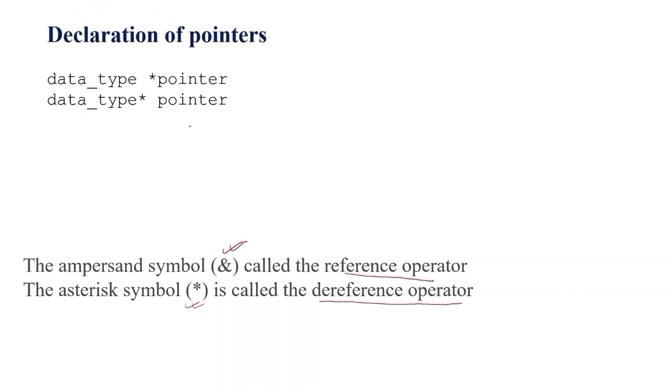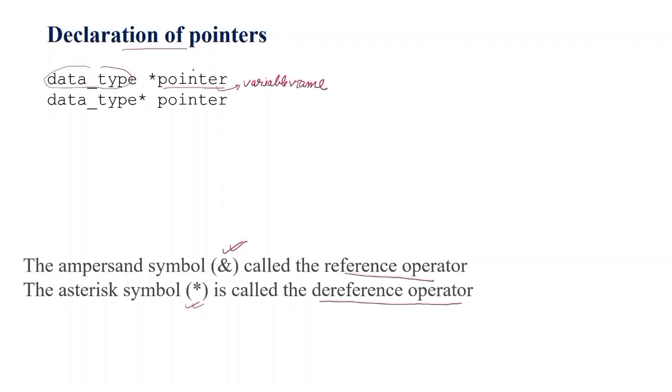How do we declare pointers? For declaration of pointers, we use this format: data type, star, pointer, or this star can be placed here also with some space before the pointer. What is this pointer? This is your pointer variable name. And this star and data type: what is this data type?